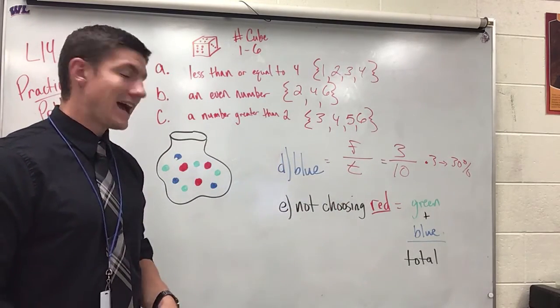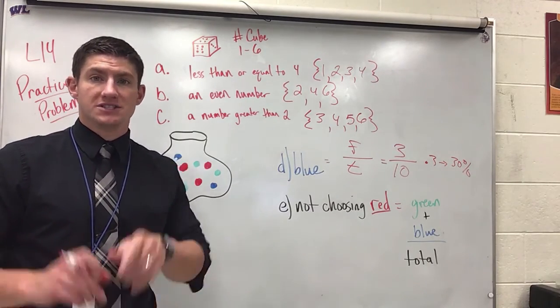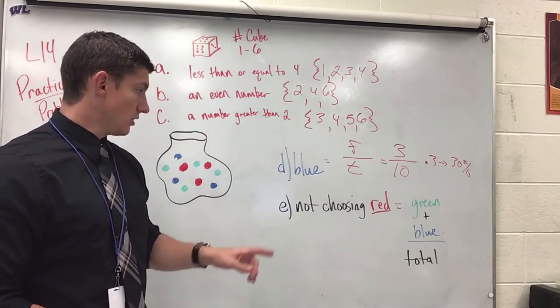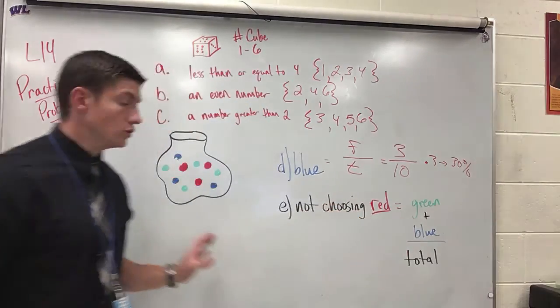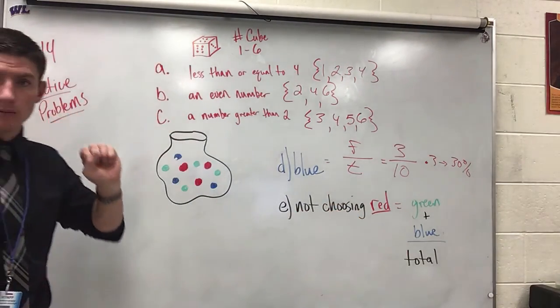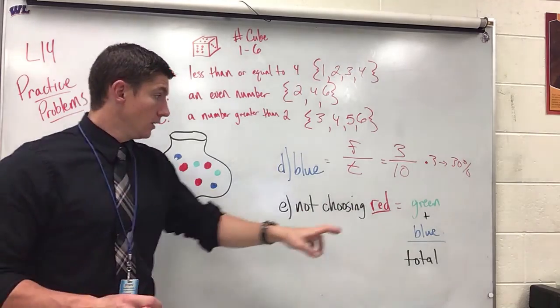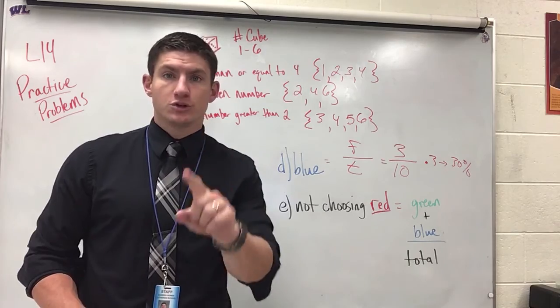Letter E says not choosing red. We learned that probability has this thing called a complement, which is the opposite of what you actually would calculate for one of those outcomes. Here, not choosing red means you're going to calculate choosing green or blue. You don't want to choose red, so what's the probability of putting those other 2 things together? 2 ways to do it. You can add up green or blue, or you can subtract from the total what you're not trying to choose.